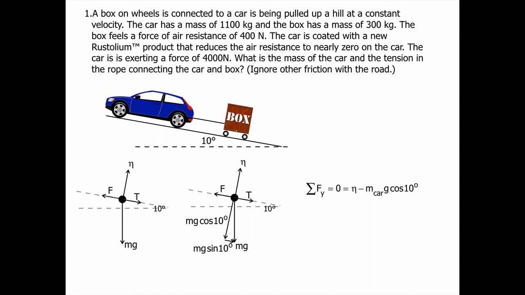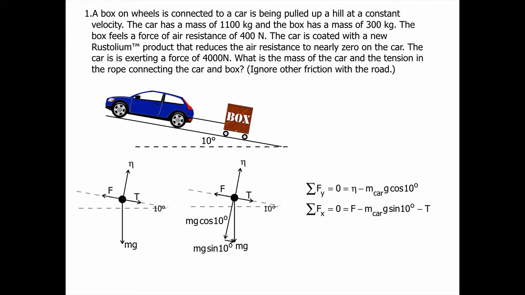So when I sum up the forces in the y direction, it's equal to 0 because it's not accelerating up and down perpendicular to the incline. So 0 is equal to normal force minus mg cosine 10. And then I'll sum up the forces in the x direction, that's along the incline itself. And this is also going to be equal to 0 because it's not accelerating along the incline. It's moving at a constant velocity, so its velocity is not changing. So since its velocity is not changing, the sum of the forces is going to be equal to 0. So 0 is equal to F minus the mass of the car times g, sine 10, minus the tension.